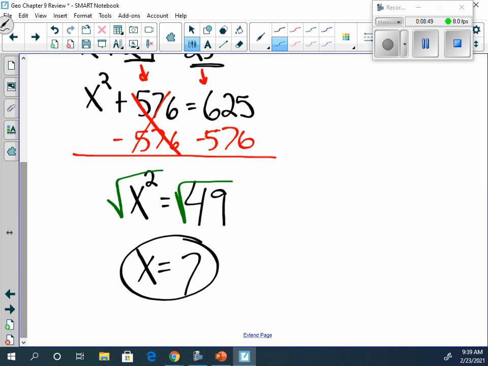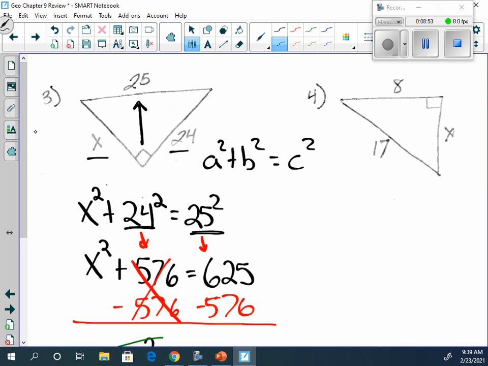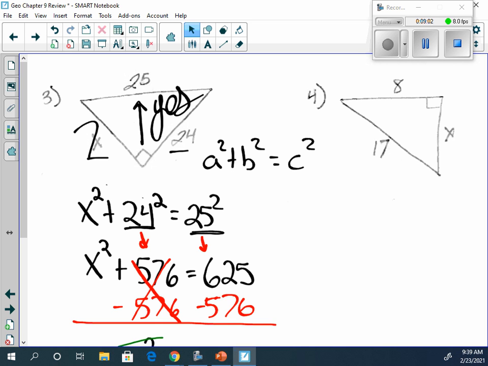Now, because all three side lengths are whole numbers, I'll scroll back up, because this side length is 7. Since we have 7, 24, and 25, yes, this would be a Pythagorean triple because we have 3 whole numbers. The only way that we can have a Pythagorean triple is if we have 3 whole number solutions.